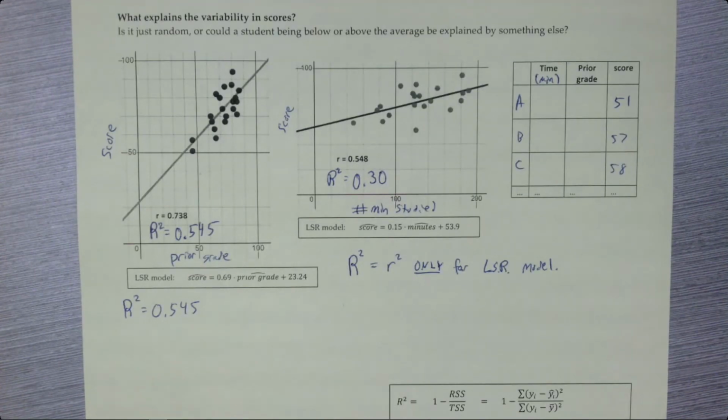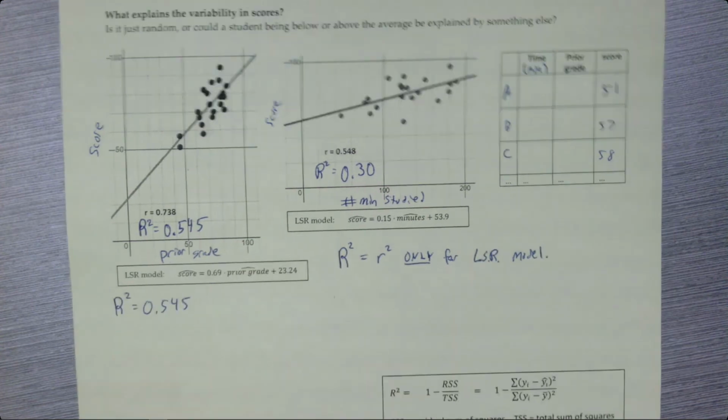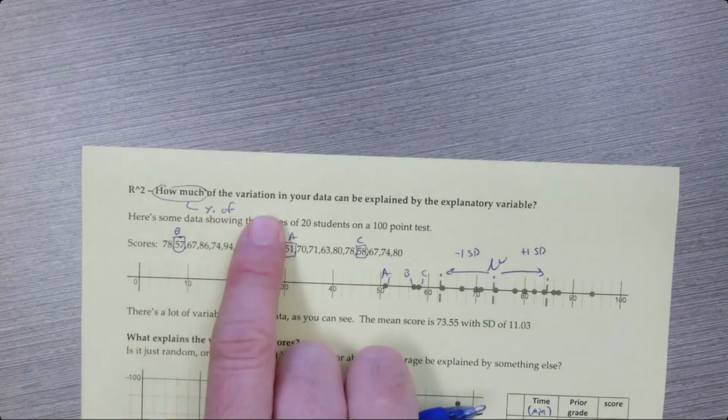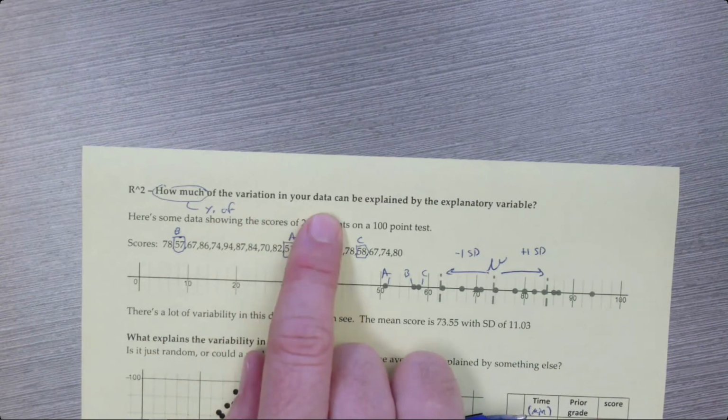All right, so there we go. I've just squared each of the R's to get the R squareds. What does it mean to say that this model has an R squared of 0.545? It's telling us the percent of the variability in our response variable that can be explained by the explanatory variable.